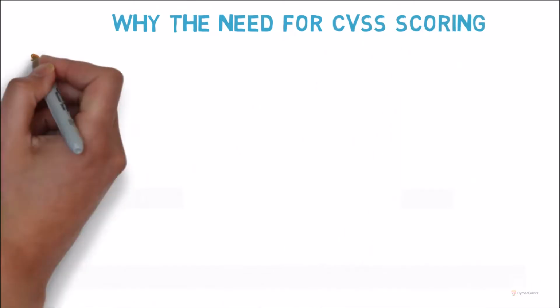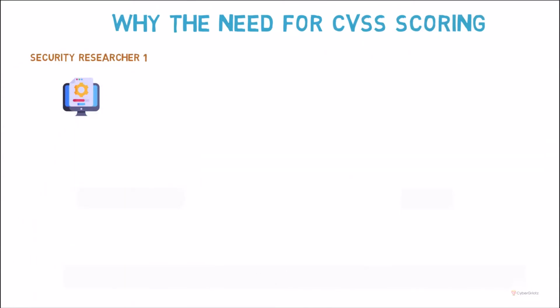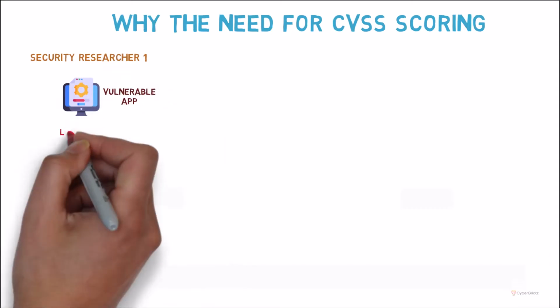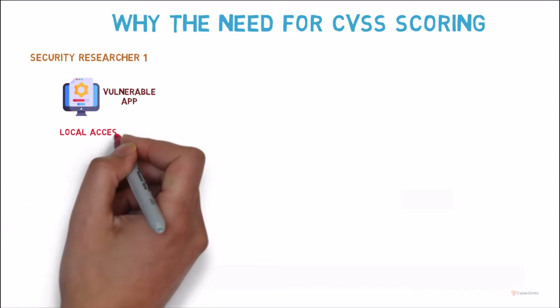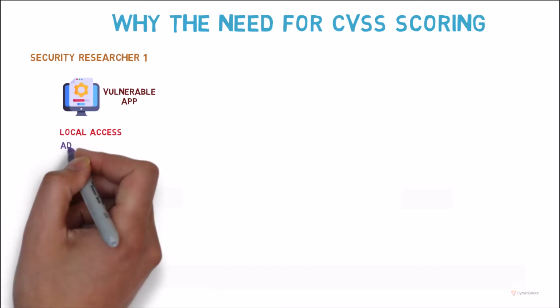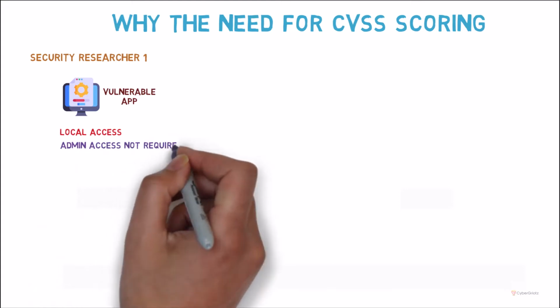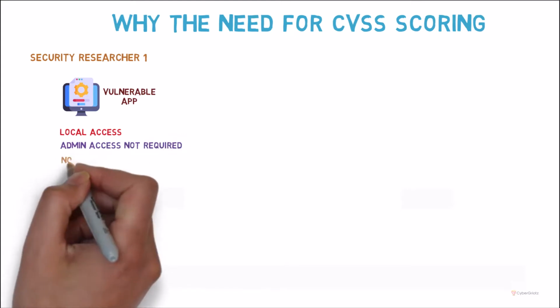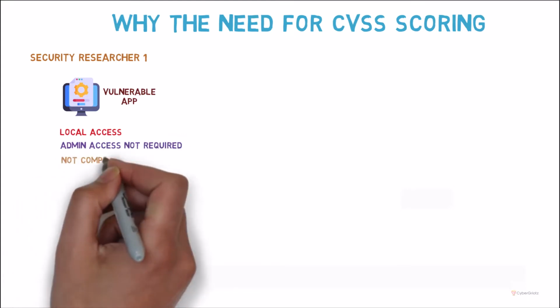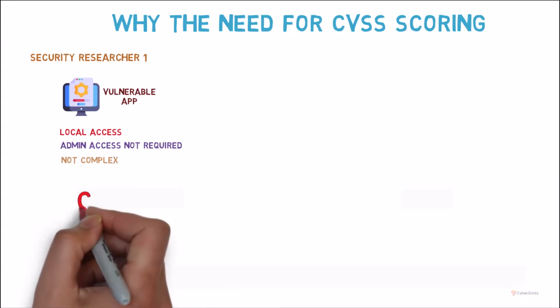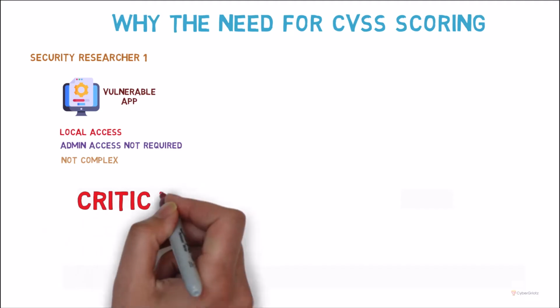In an operating system, let's say a security researcher finds a vulnerability. For this vulnerability to be exploited, an attacker needs local access to the server. The vulnerability can be exploited without needing admin access. As no admin access is required, the security researcher considers this a low complexity vulnerability. The researcher also considers this vulnerability to be of critical severity.